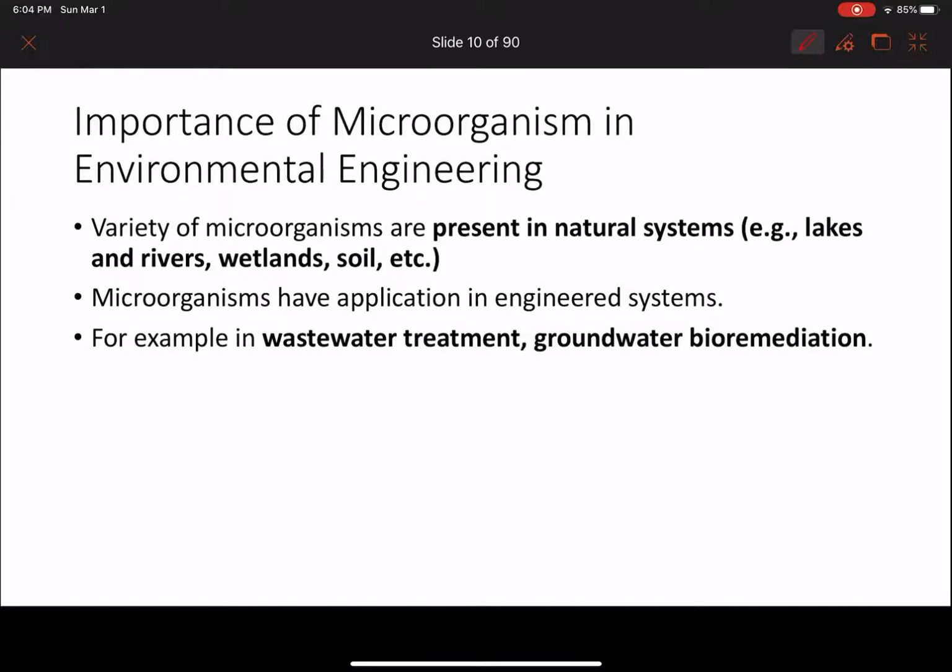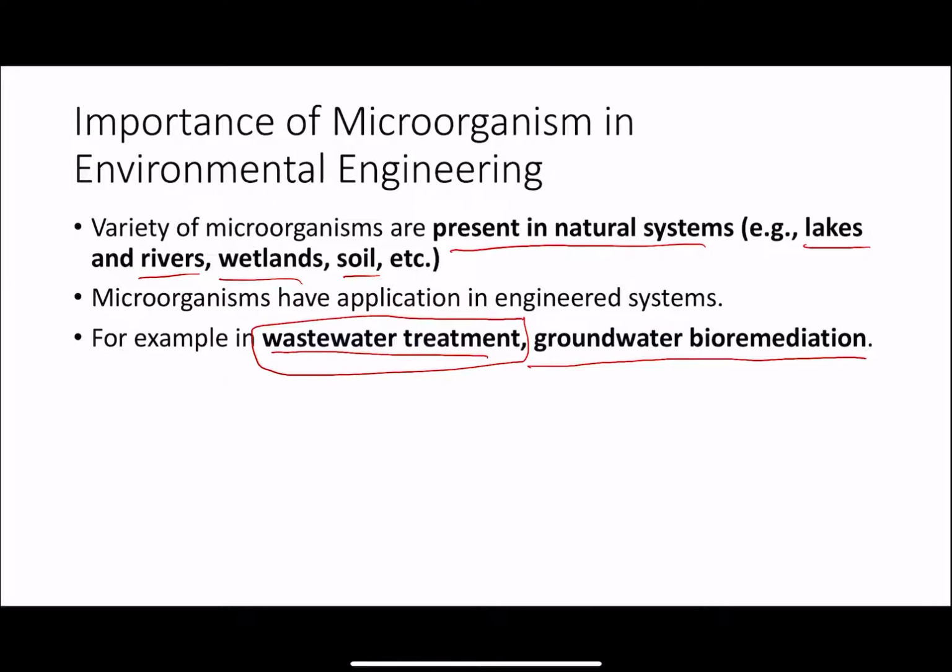There is an importance of microorganisms in environmental engineering. There is, of course, a variety of them present in natural systems, in lakes, rivers, wetlands, soil, and so on. And there is a huge application of microorganisms in engineered systems. For example, the most important one is wastewater treatment plants, and of course, groundwater bioremediation. Treating the wastewater coming from industrial and municipal sources, and also if you have groundwater with huge organic pollutants, we do groundwater bioremediation, cleaning up the groundwater from organics.